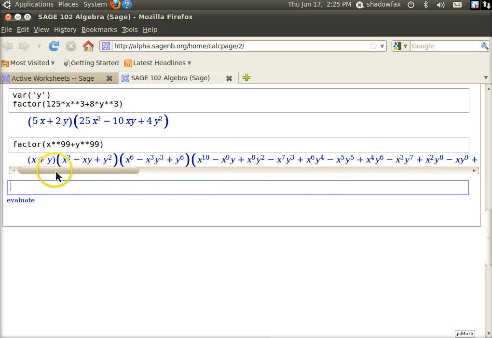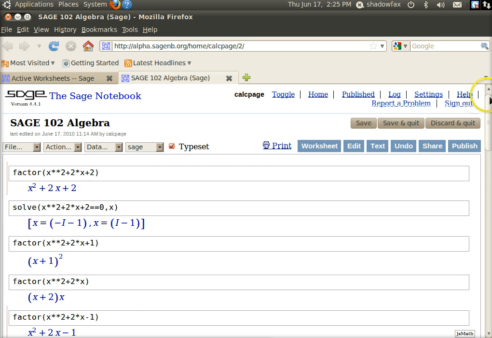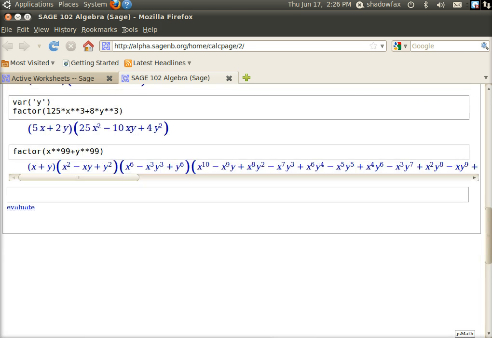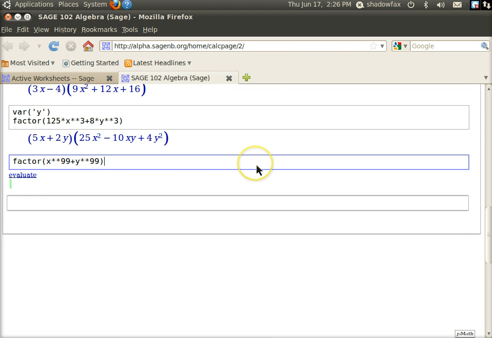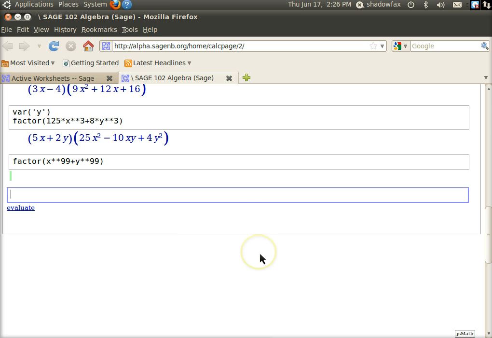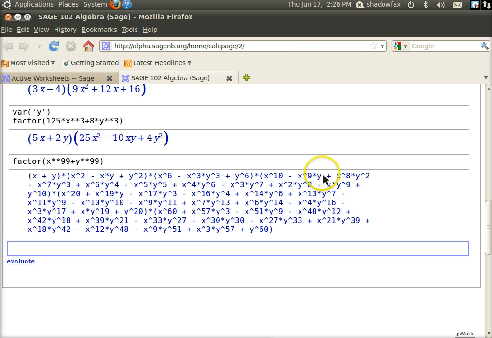Now, if you don't want to look at it that way, you want to turn off the pretty print. Okay, let's go up here, turn off the typeset. And let's see if we can see this all in one cell with word wrap or wraparound on. And we get a lot of stuff.